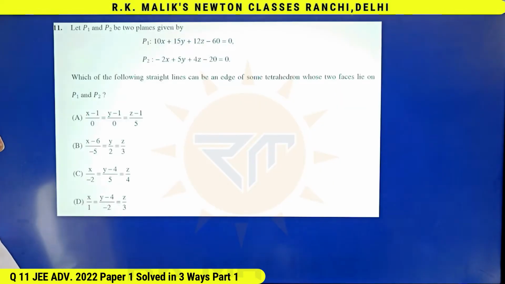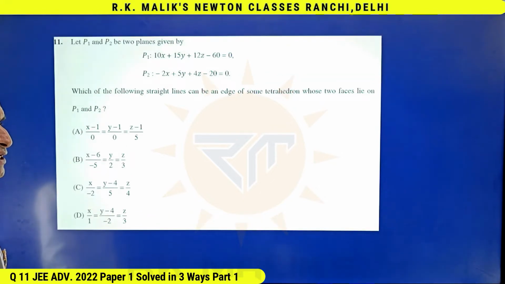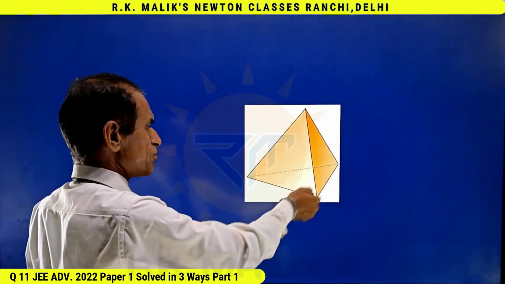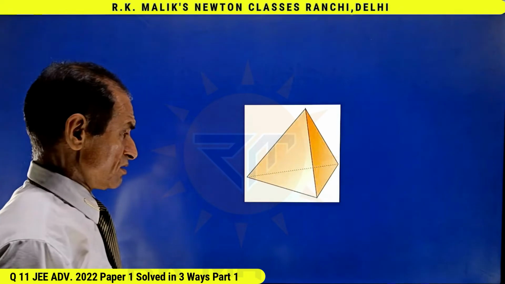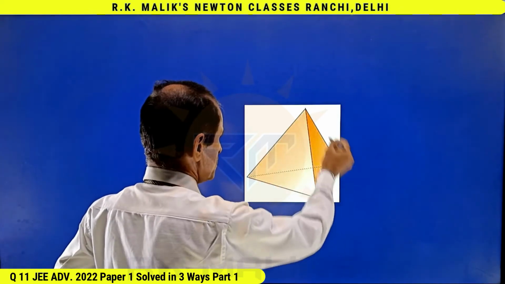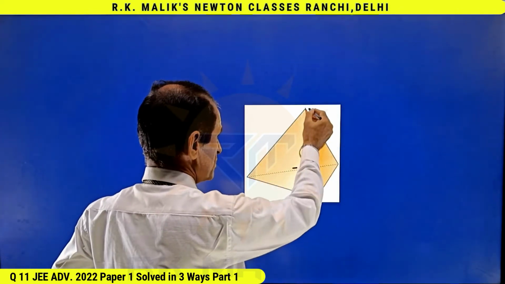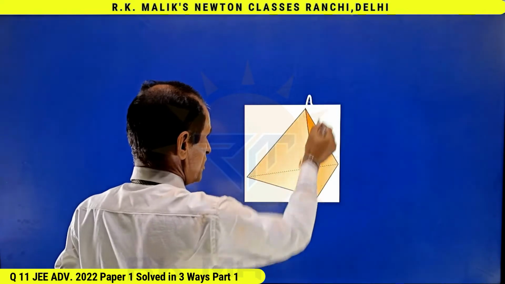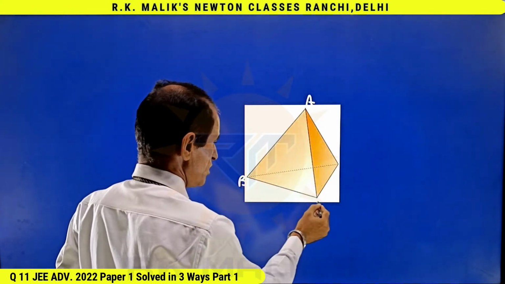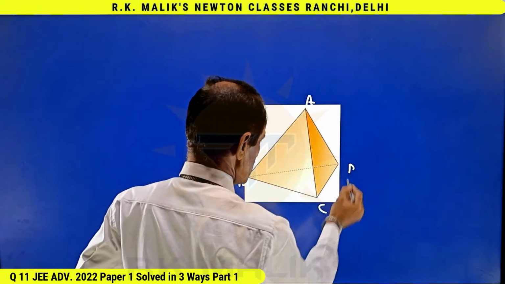And according to me, this is the best question on mathematics in paper 1 of JEE Advanced 2022. You will find that my solution is crystal clear solution. You know that this is the shape of tetrahedron. Suppose this is the plane P1. That is, suppose the vertices are A, B, C, D.